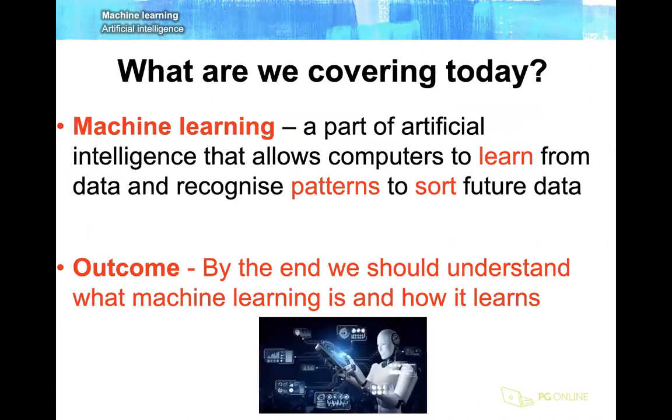So what are we covering today? Machine learning, a part of artificial intelligence that allows computers to learn from data and recognize patterns to sort future data. So you talked about patterns last lesson. What are patterns? It's just something that continues and it's sort of predictable. We've talked about sorting. Another word for sorting was categorizing. And that's just putting things into groups, so animal group and plant group. By the end of the lesson, we should understand what machine learning is and how it learns.